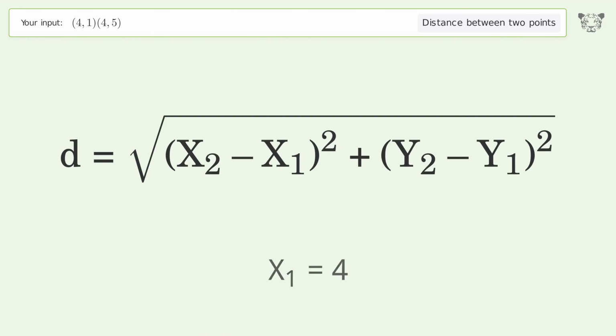x1 equals 4. x2 equals 4. y1 equals 1. y2 equals 5.